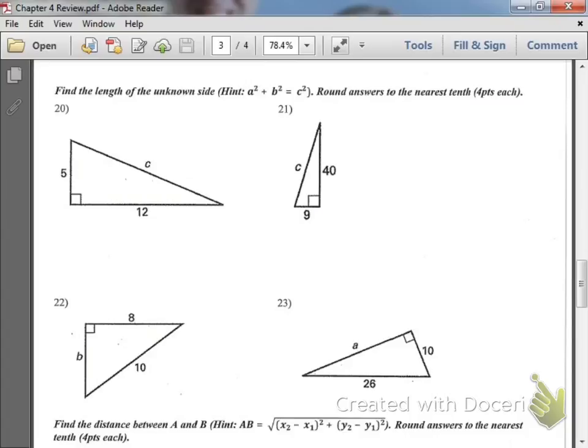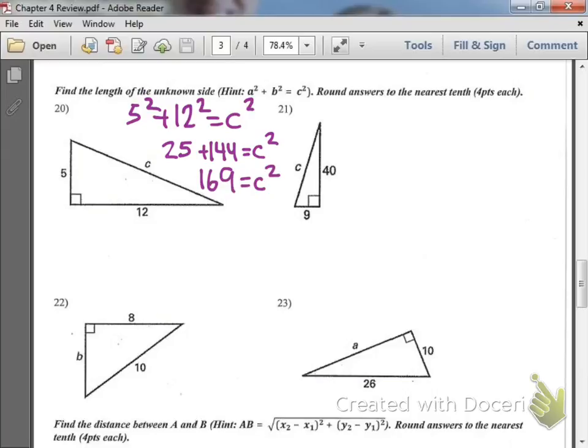Alright, number 20. Anyone know how I would set this one up? 5 squared, 12 squared, 6 squared. Very good. 5 squared plus 12 squared equals c squared. 5 squared is 25. 12 squared is 144 equals c squared. That's 169 equals c squared. So what's the c part? 13. Good.